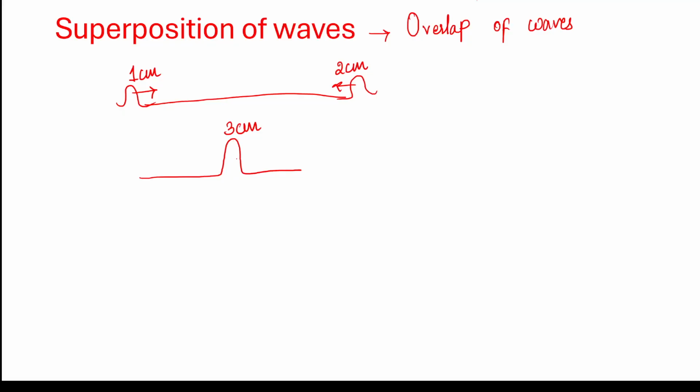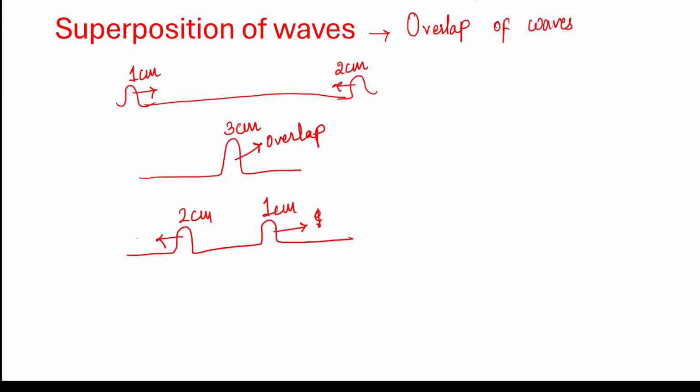So this is where superposition is happening, overlap is happening. Now the interesting thing happens. When they overlap, the resultant amplitude or displacement is the sum of the two. The minute this overlapping is done, the two behave as if nothing ever happened. The 1 centimeter one kept moving in this direction, and the 2 centimeter one kept moving in this direction. So their individual properties are not affected because of this superposition happening here.